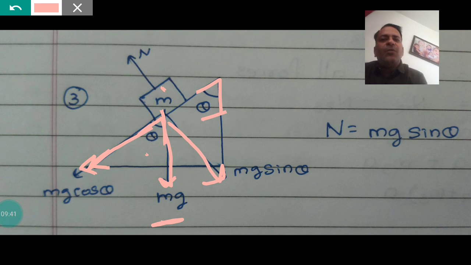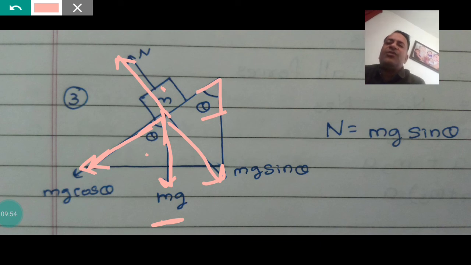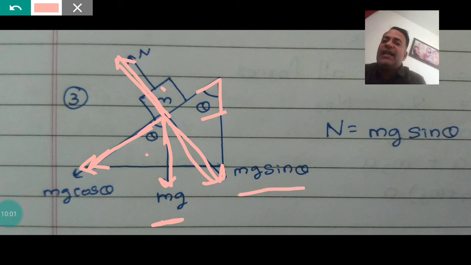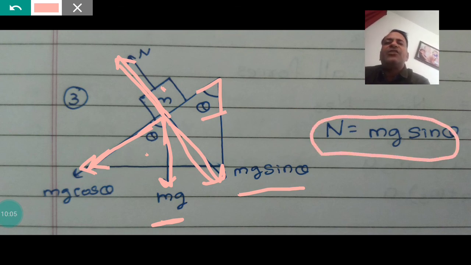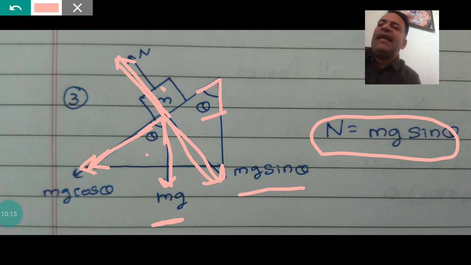Okay, now coming to normal reaction force acting on mass m, it is always perpendicular or normal to the surface. So this is our normal reaction force, and there is one force which is equal and opposite to the normal reaction force. Can you see this? Okay, and what is that force? It is mg cos theta. So here how do we calculate normal reaction force? N is equal to mg cos theta. Got it now? Okay, in the next video we'll be talking about more complex examples of normal reaction force.